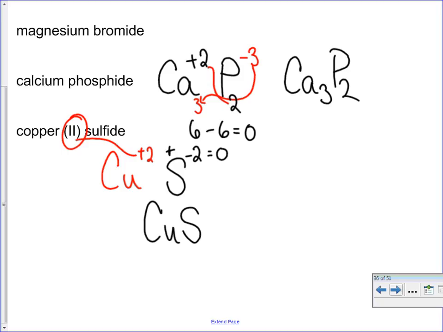So that's how we write and name, remember, binary ionic compounds: 2 elements, 1 metal and 1 nonmetal. That's how we name them.